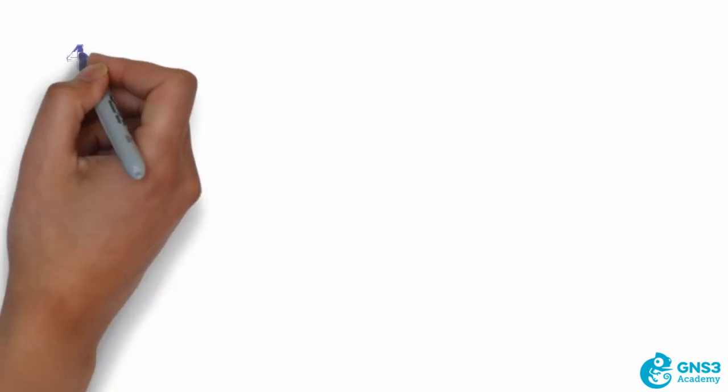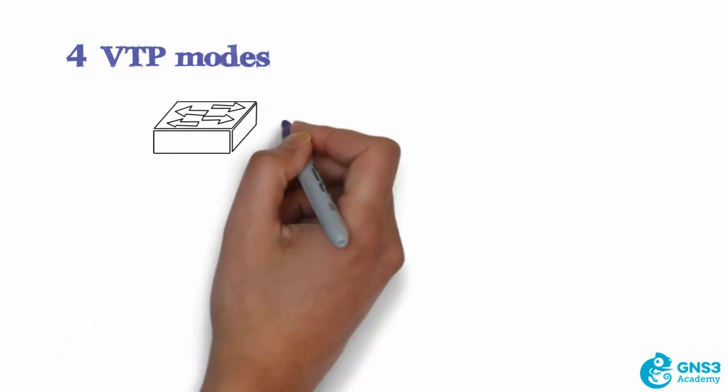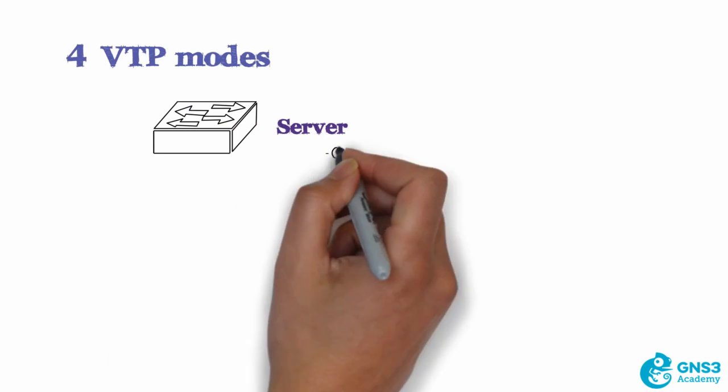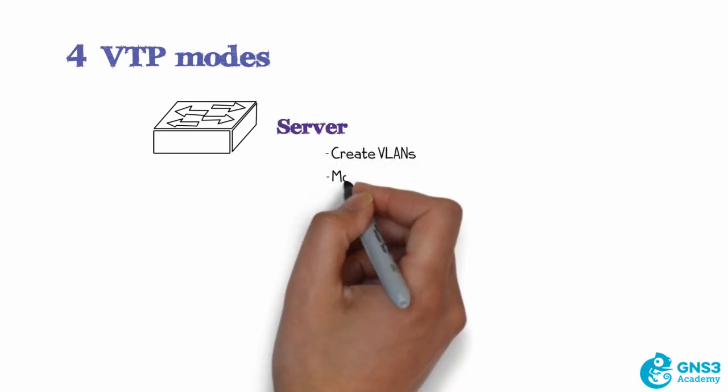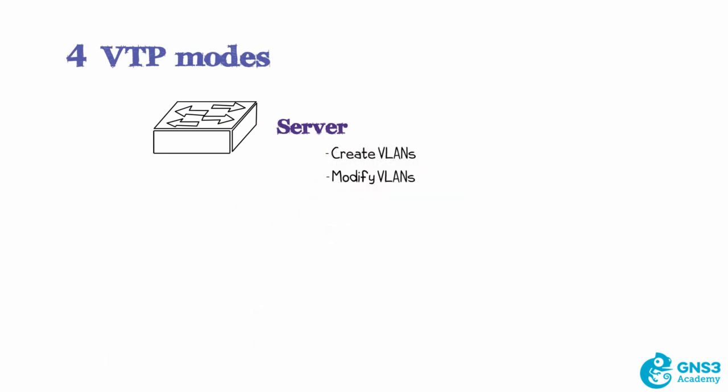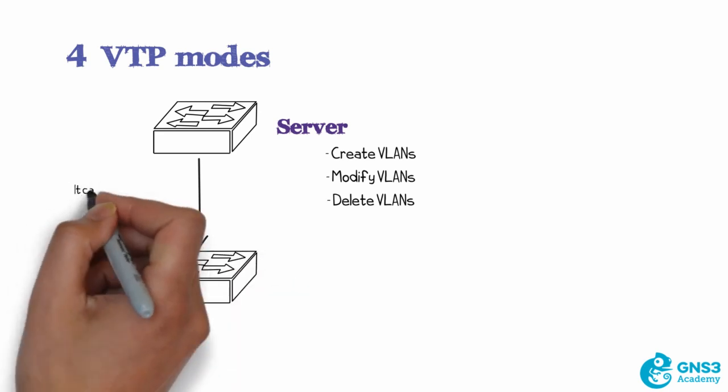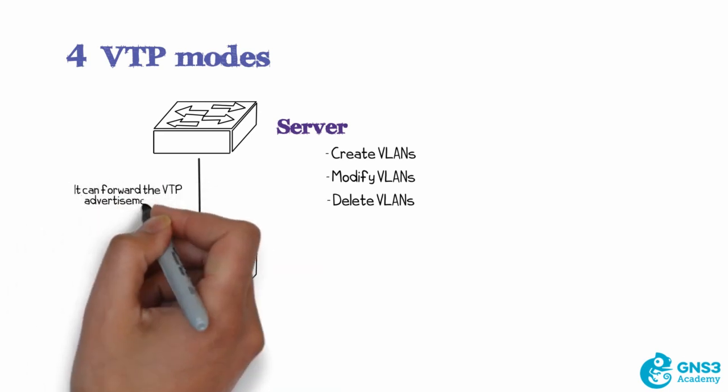Now there are 4 VTP modes. The default mode is server. A VTP switch in server mode can create VLANs, modify VLANs, and delete VLANs. Switches configured in VTP server mode also send and forward VTP advertisements. So if the switch receives an advertisement from another switch, it can forward the VTP advertisement on to other switches.